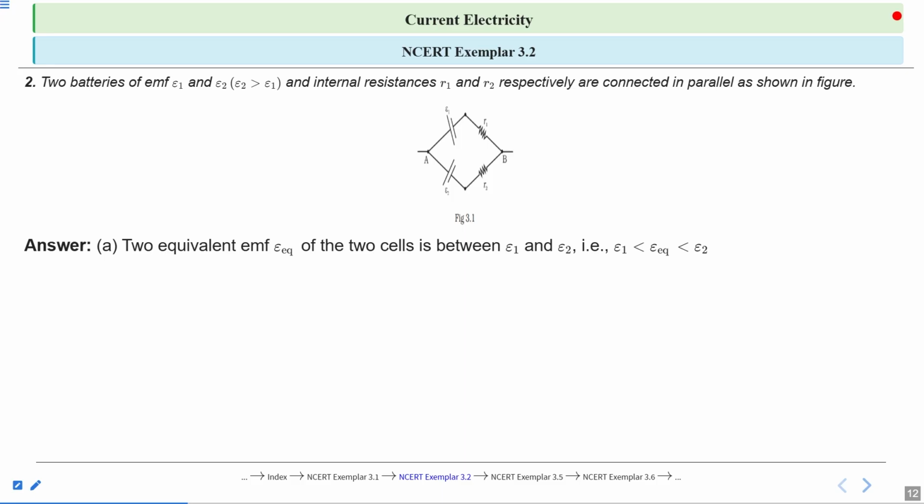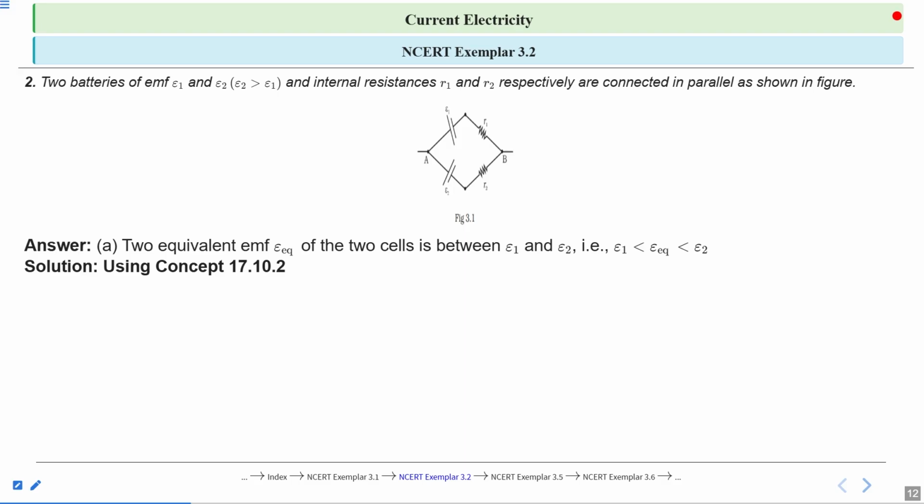So the correct option is A. The equivalent EMF, epsilon equivalent of the two cells, is between epsilon 1 and epsilon 2. So E equivalent is between E1 and E2. Okay. So EMF can be represented by E or epsilon, both. So if I am saying E1 or epsilon 1, I am representing the same thing.